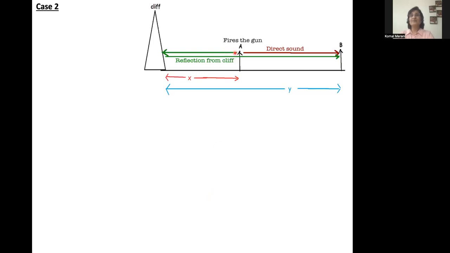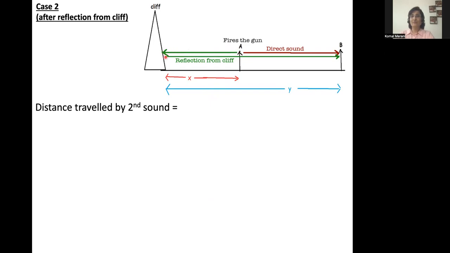Here the reflected sound, right? So this reflected sound, can you understand how much is the distance traveled by the second sound? You can follow this laser point. First it goes to the cliff, which is x, and then it returns from the cliff and goes to B, which is y. So distance traveled will be x plus y.